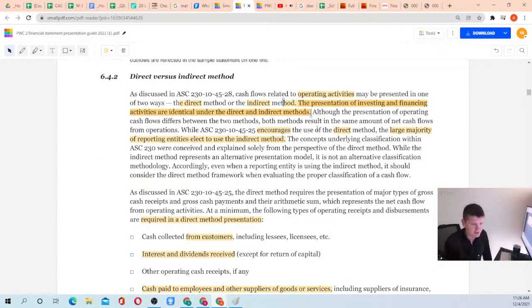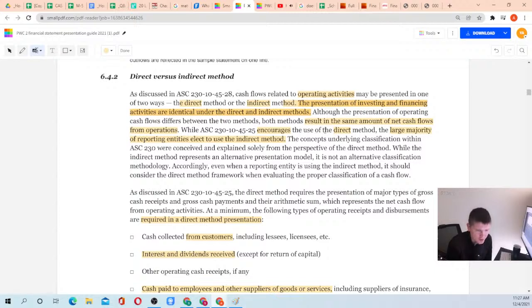Yeah, okay, let's just remember that. Although the presentation of operating cash flow differs between the two methods, both methods result in the same amount of net cash flows from operating activities. So our result should be the same for operations under both methods.